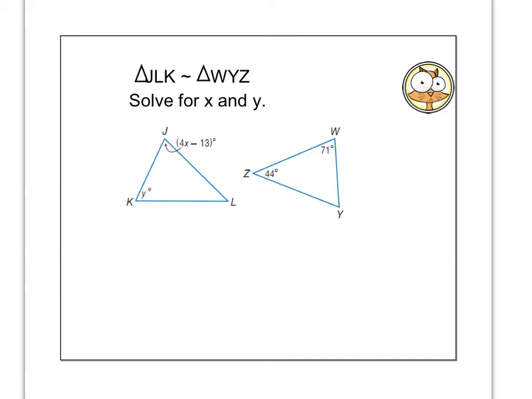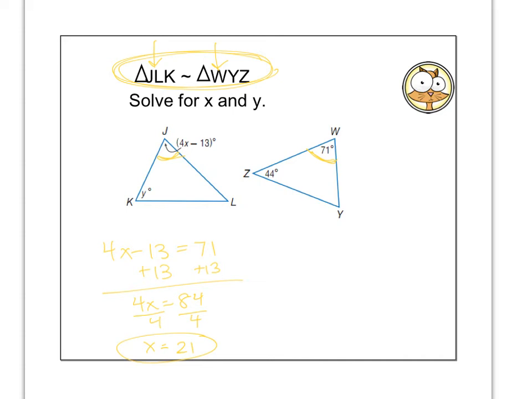Now this one's a little tricky because angles in similar figures are congruent. The angles are the same size. So J is the first letter. It matches with W. So J and W are congruent. 4x minus 13 equals 71. Angles are equal, sides are not. Add 13. 4x equals 84. Divide by 4. X is 21.